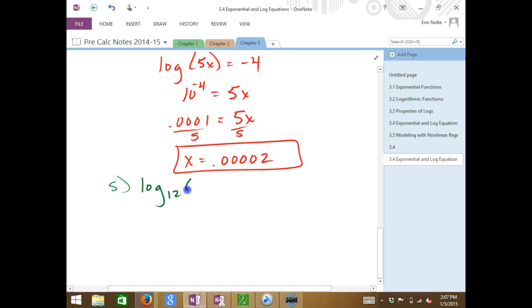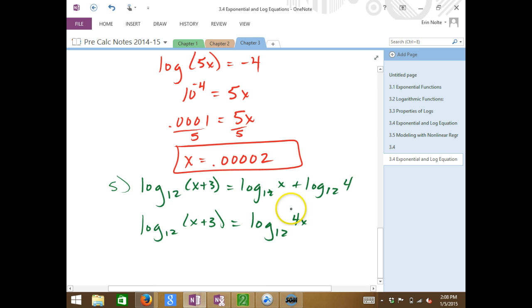Log base 12 of the quantity x plus 3 is equal to log base 12 of x plus the log base 12 of 4. So this particular equation has a whole bunch of logs in it. The first thing I want to do is condense them. On the right-hand side, if I have a plus in between two logs, what do I do with the values afterwards? Okay, so that's a property. I'm going to multiply the x and the 4 together, so can we all agree that's going to be 4x? Okay, so now when I have a log of base 12 on both sides, what can I do?